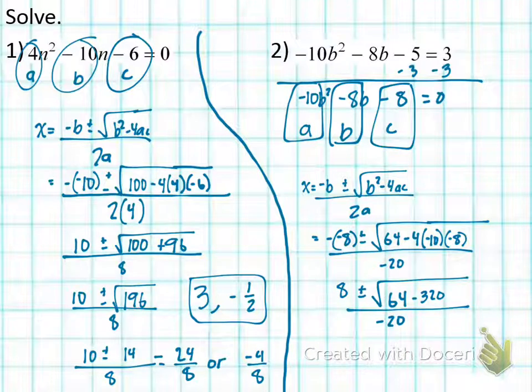All right, continuing here. 64 minus 320 is negative 256. So we got 8 plus or minus the square root of negative 256 all over negative 20. Square root of 256 is 16. Square root of negative is i, so it's going to be 8 plus or minus 16i all over negative 20. And then I'm asking myself what goes into all 8, 16, and negative 20.